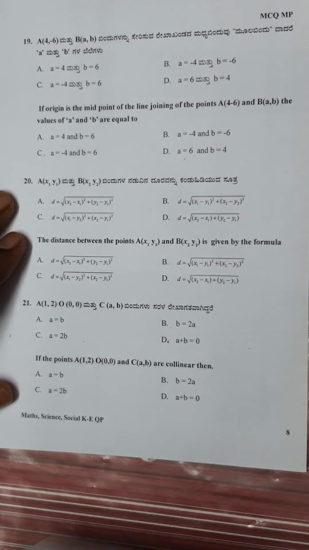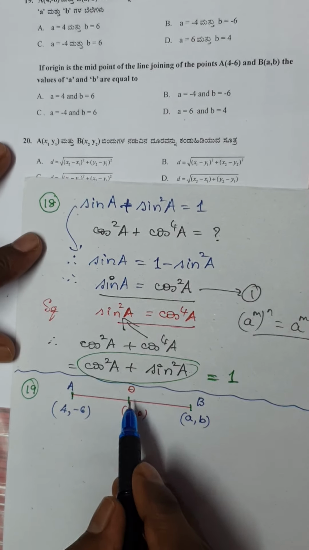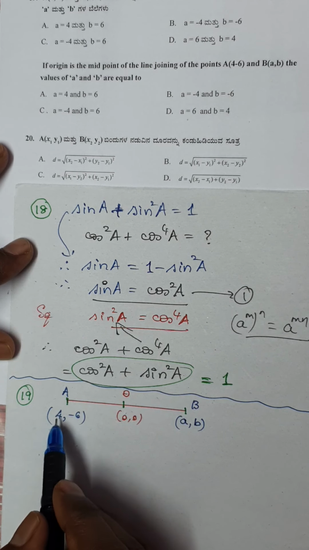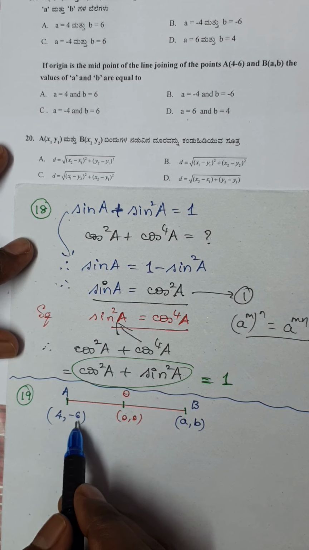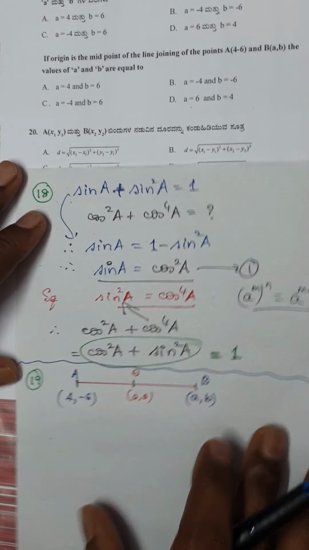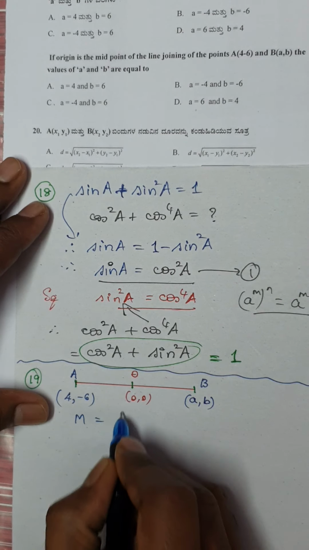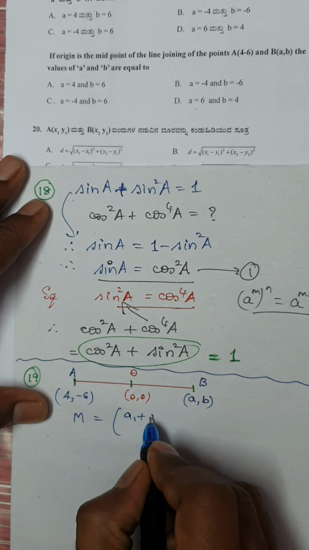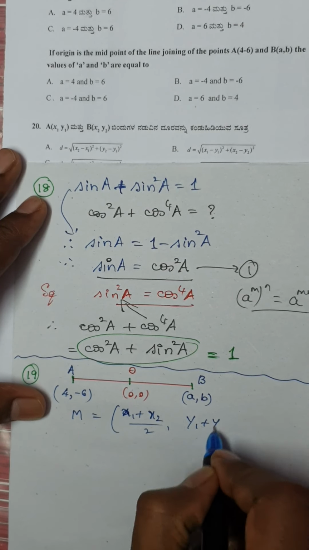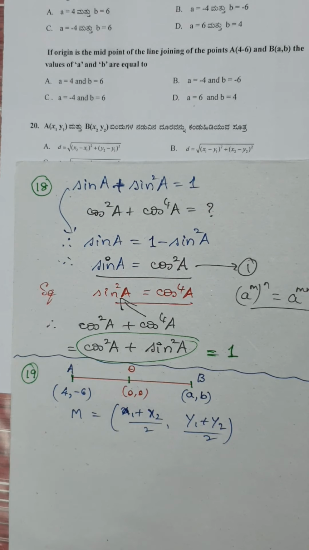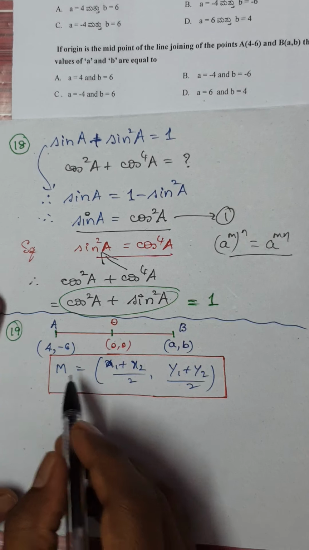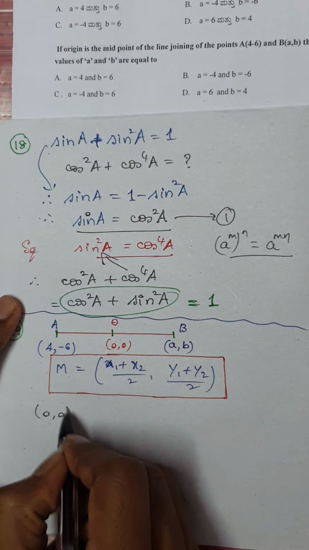So consider the situation here. Your origin, what is origin? (0, 0). This is the midpoint of the 2 points, point A, which is (4, -6), and point B, which is (a, b). Okay. So what is the midpoint formula? We all know the midpoint formula is (x1 plus x2) divided by 2, comma, (y1 plus y2) divided by 2, isn't it? So using this situation, he has given the midpoint is nothing but origin, which is (0, 0).